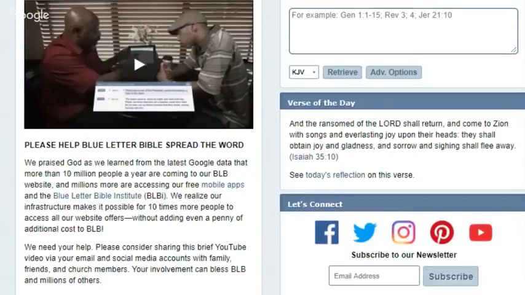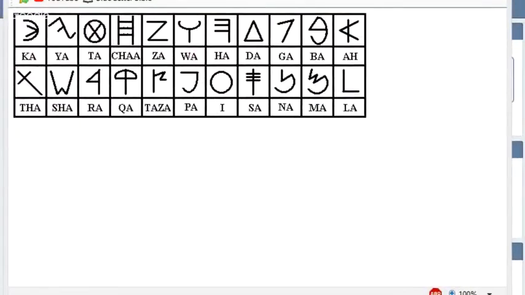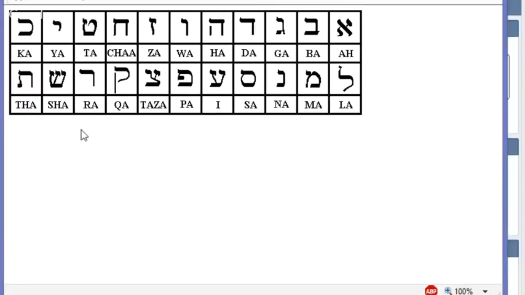I got a couple of examples here. I was going to go through some of this real quick, just the alphabet. What you're seeing right here is the Paleo Hebrew. I also have the Assyrian script, or really Syrian script, which they call Aramaic.